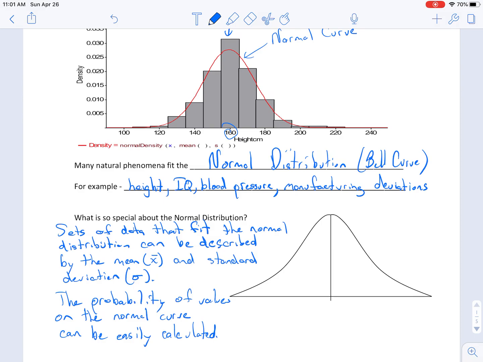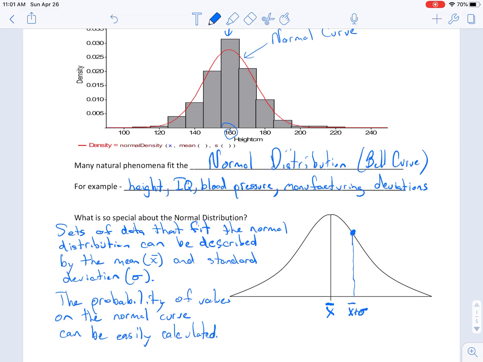So again, as long as you know the mean and the standard deviation, you can figure things out. And so if we label this, and we're going to learn more about this next class as well, the middle is our mean. Basically, you can go up here. Let's say I go somewhere like here. This would be the mean plus 1 standard deviation.